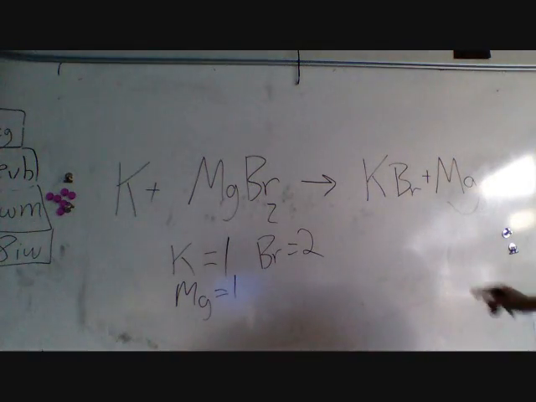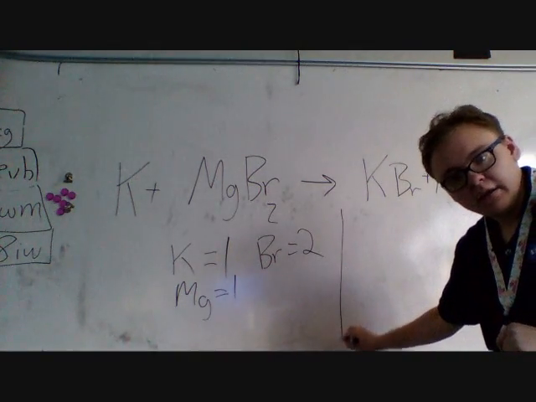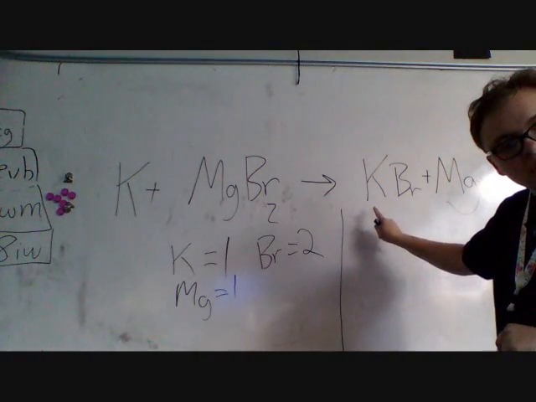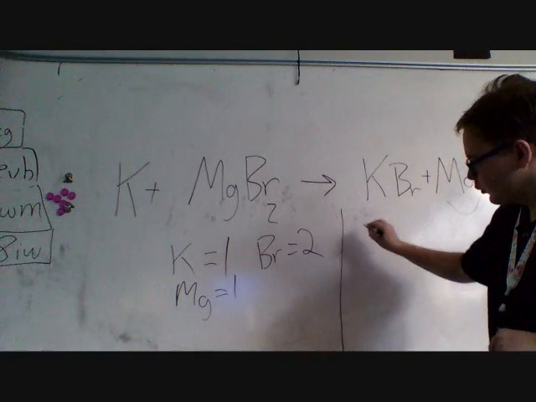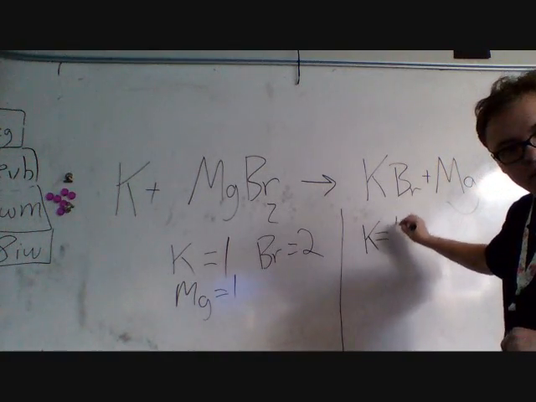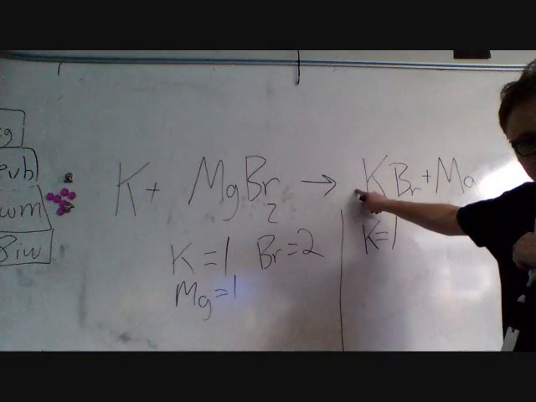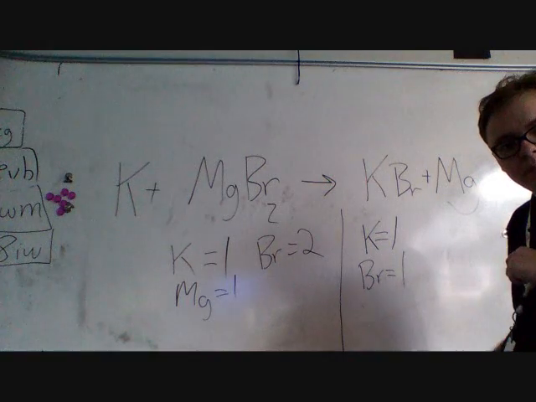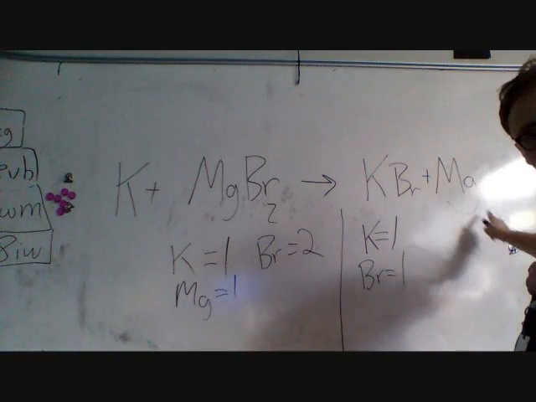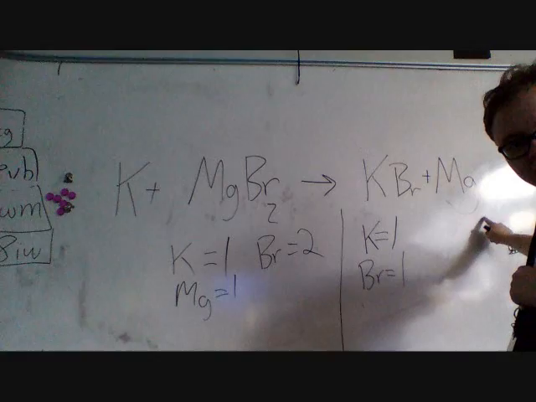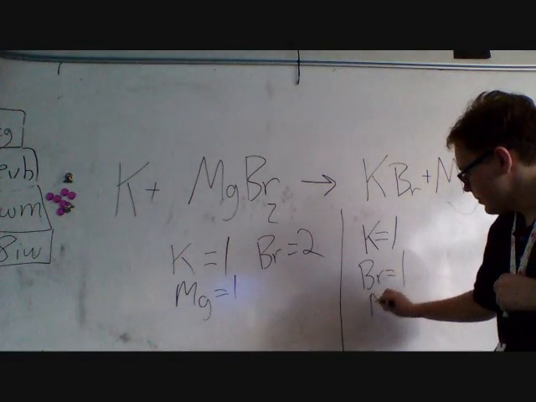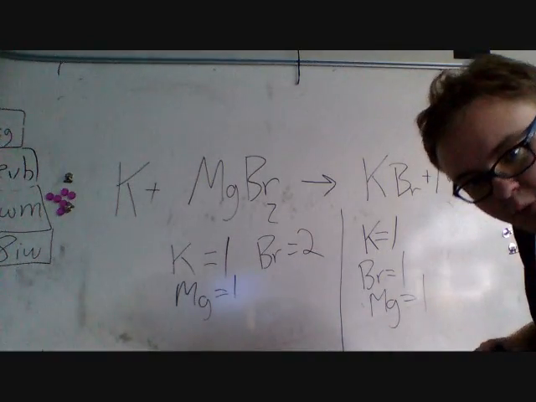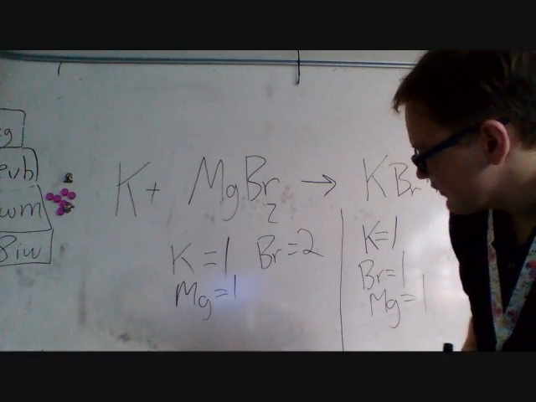Let's look over here. On the right side, let's draw a little line between the reactants and the products. On the right side, we have 1 potassium. We have 1 bromine. And we have 1. Sorry, there's a little glare there I can't fix, but there's 1 magnesium, 1 atom.